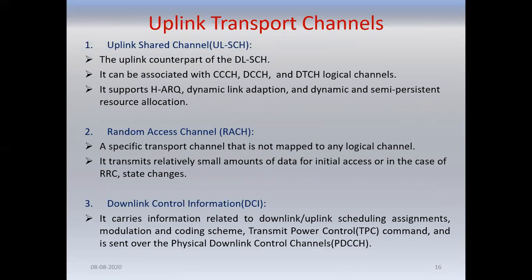Then, just similar to the downlink transport channels, we have the uplink transport channels. You can see the categorization. The uplink shared channel, ULSCH, is the counterpart of DLSCH. Just like downlink information, the uplink information is also transmitted through transport channels. And we have the random access channel, RACH, a specific transport channel that is not mapped to any logical channel. It transmits a relatively small amount of data for initial access or in case of RRC state changes.